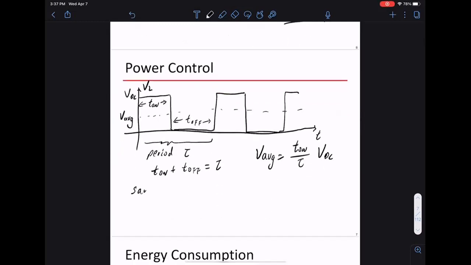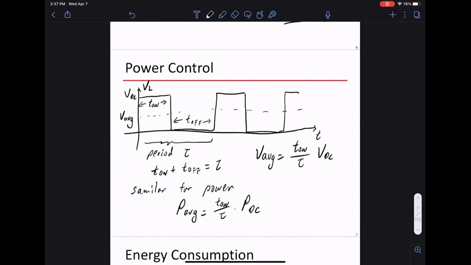This is similar for power. The average power is simply the fraction of time you're on times the power of the source, that is, the DC power you would have drawn if you had no switching. So this switch is quite useful.